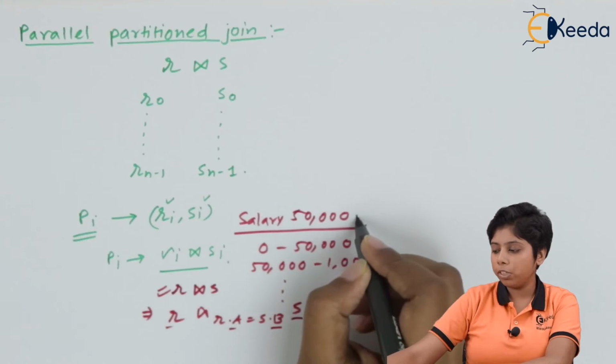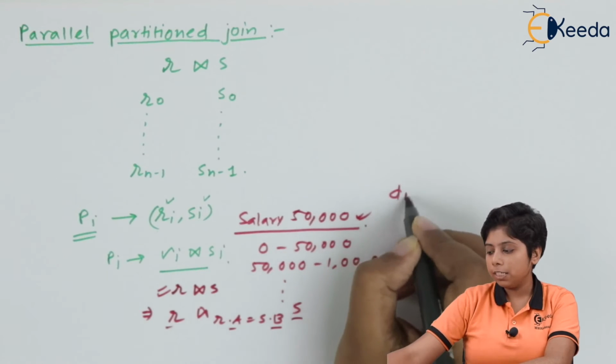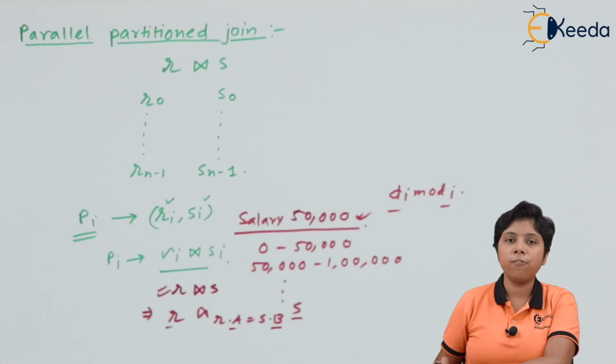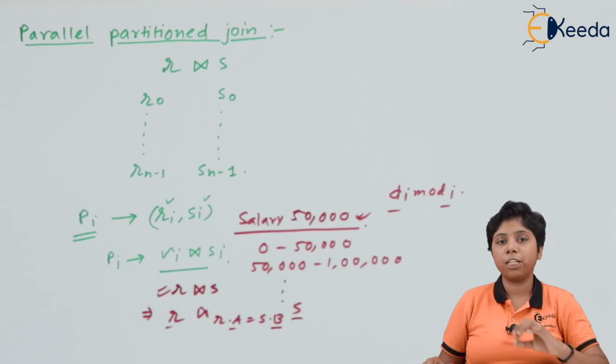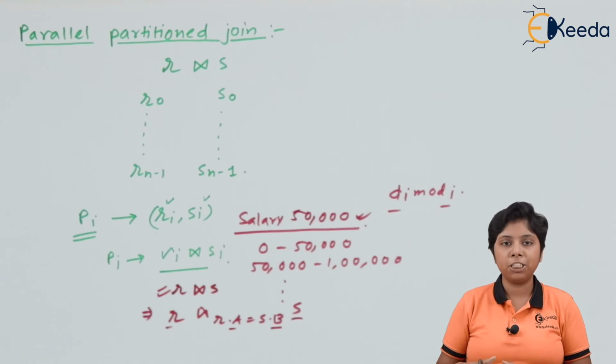Like if we are going with the salary and we are using a hash function, then we can choose di mod I. That means we are modding with the number of disks that is present there. So in this way also we can choose the same hash function for each of the partitions. Now if we are choosing different vectors and hash partitioning functions for the different partitions, then we will not have our join done, because now we will have a different result in each of the partitions.